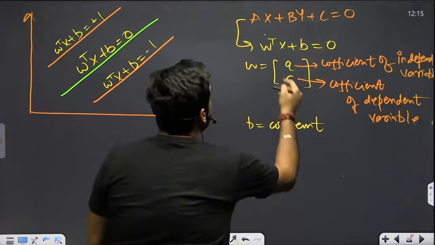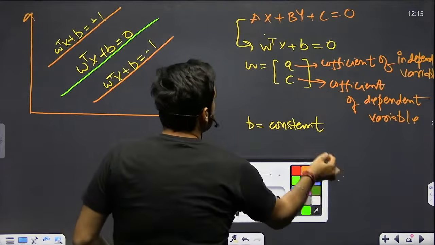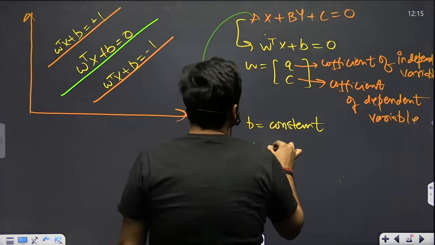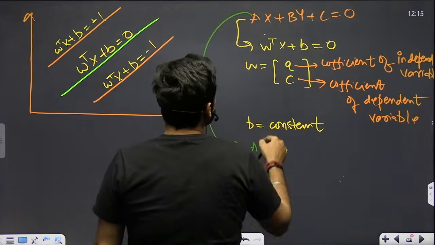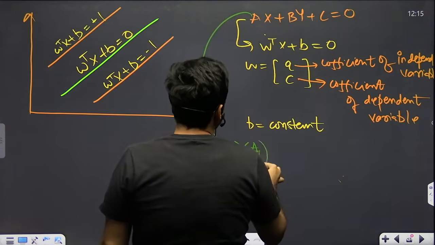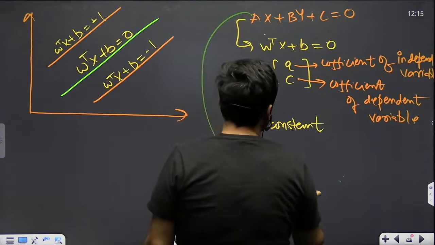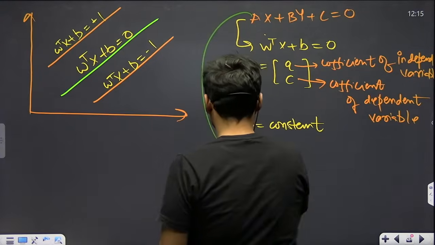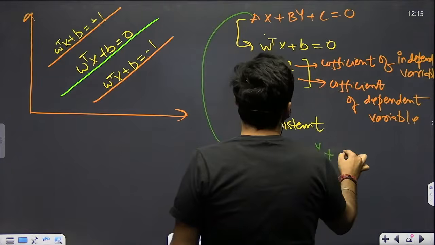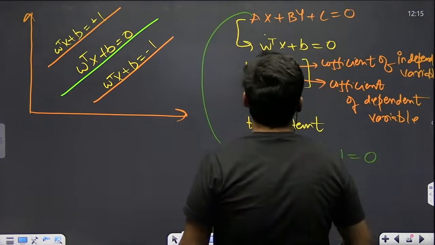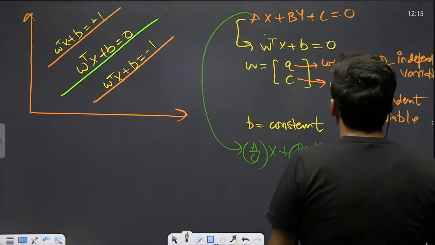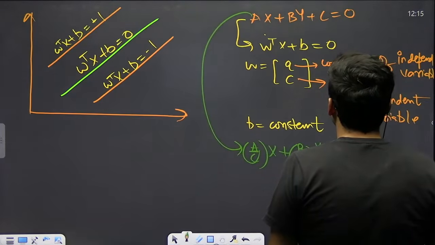Very simple. If I want to convert here to here, I can just write that this would be ax plus by plus c equals to 0. So what I'll do is divide: a by c into x plus b by c into y plus 1 equals to 0.